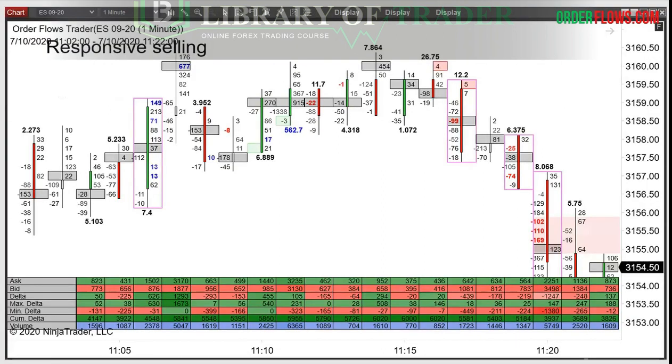Okay, so here we're up near the high, right? This bar. What do you see? You see the points of control up near the high.